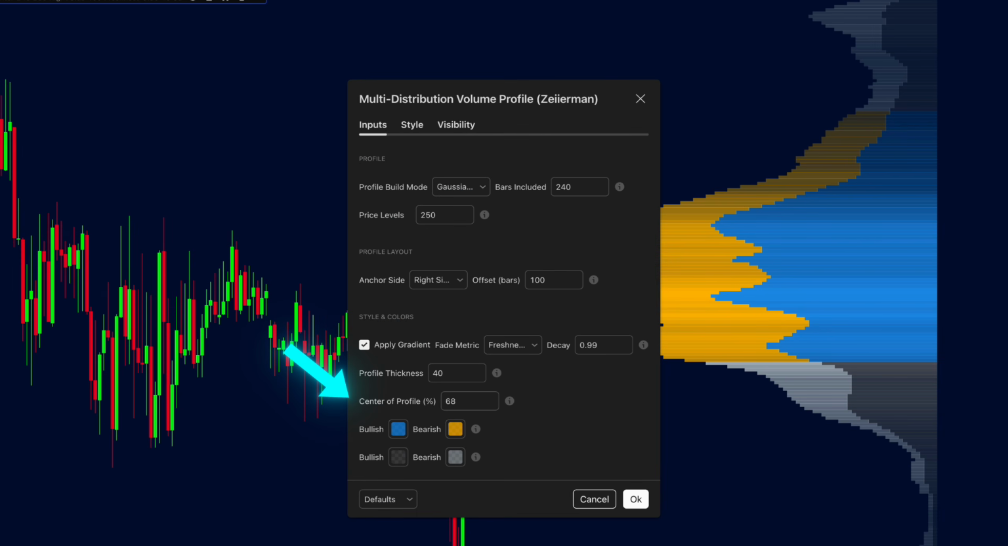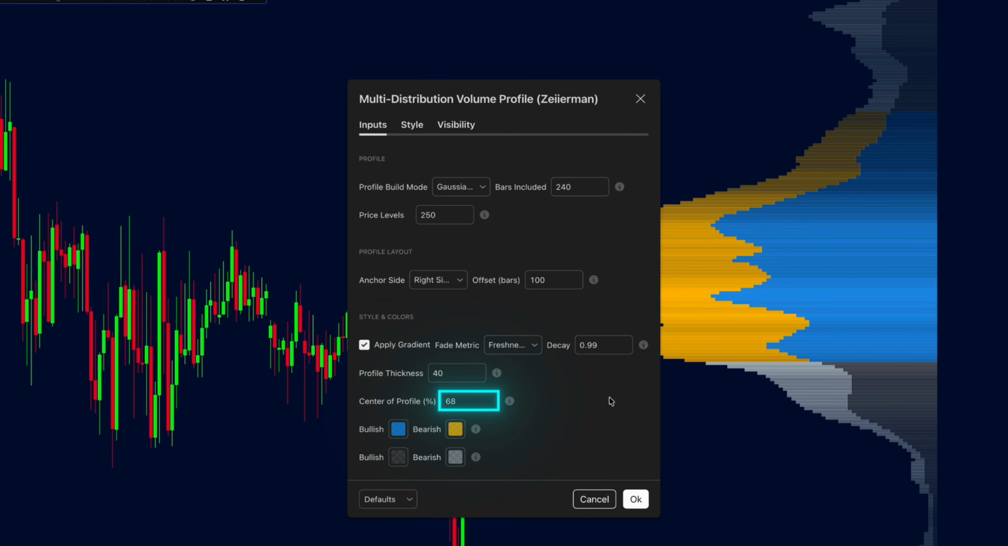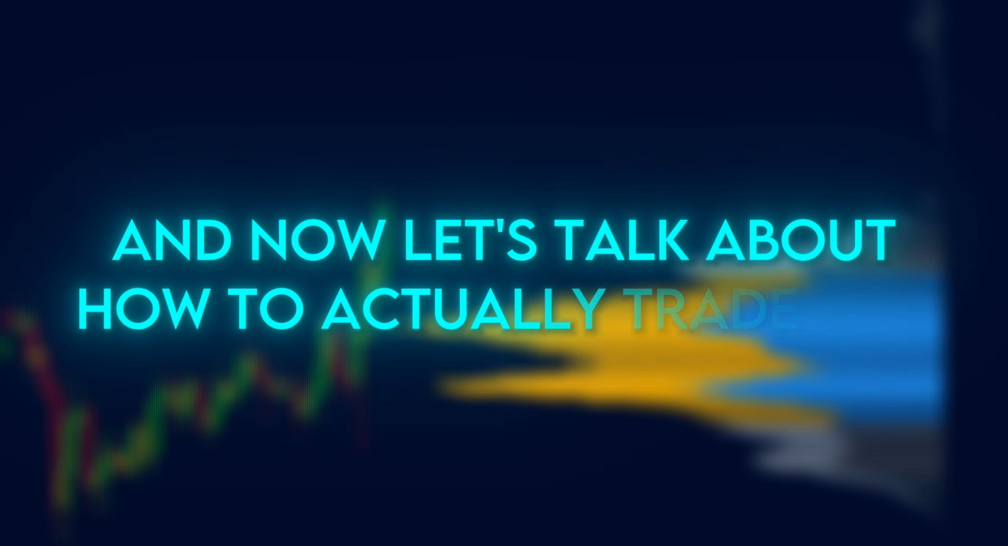Last one, center of profile. This controls how wide the value area band is. Default is 68%, which works well for most setups. If you want a tighter zone, drop it to 50%. If you want more cushion, push it to 80%. Hit OK. And now let's talk about how to actually trade this.